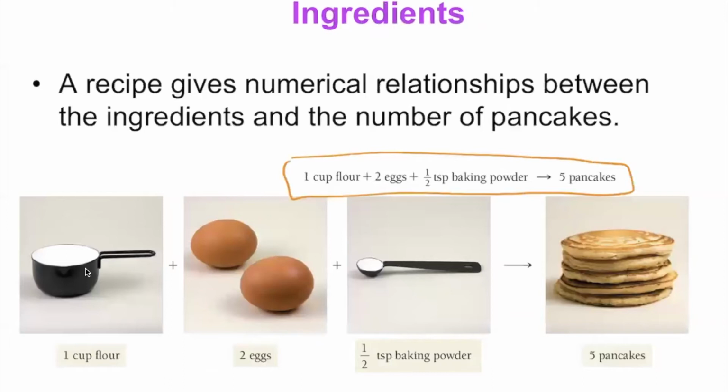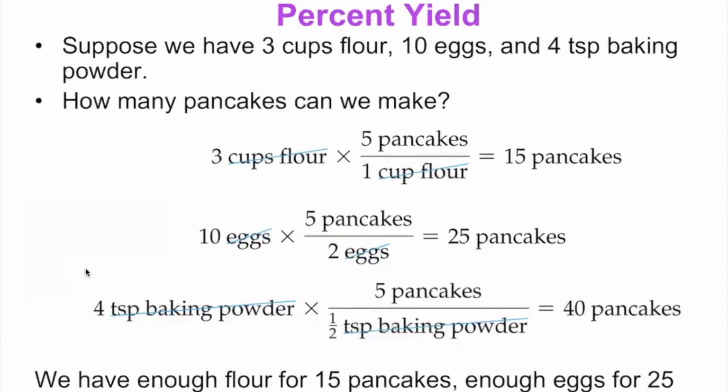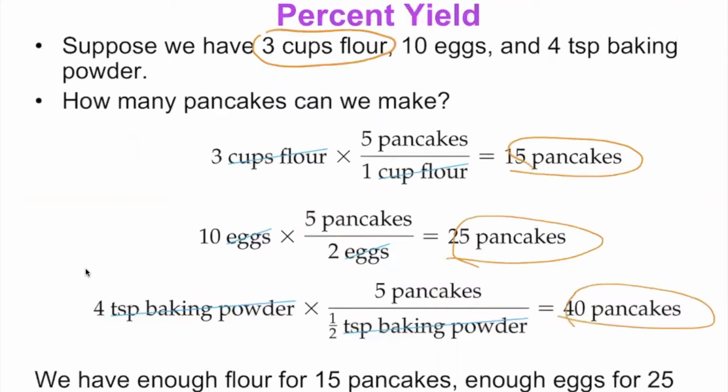So this is a recipe. What it says is if I have 1 cup of flour, I'm going to yield 5 pancakes and so on. But let's say in this experiment, I have 3 cups of flour and 10 eggs and 4 teaspoons of baking powder. How many pancakes can I make? Well, if I had 3 cups of flour, I'm going to generate 15 pancakes. If I have 10 eggs, I'm going to generate 25 pancakes. And I have 4 teaspoons of powder, I'm going to generate 40 pancakes.